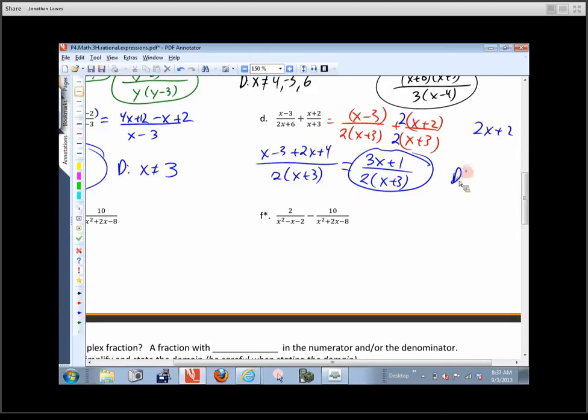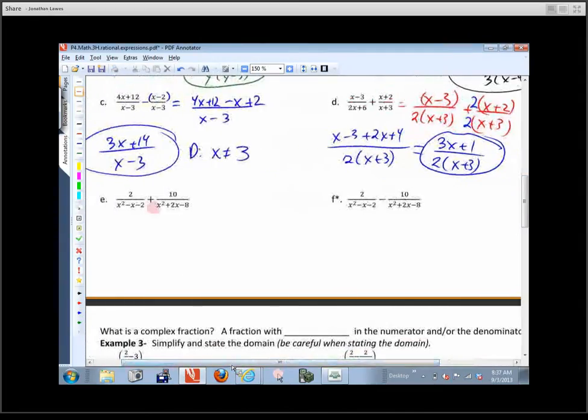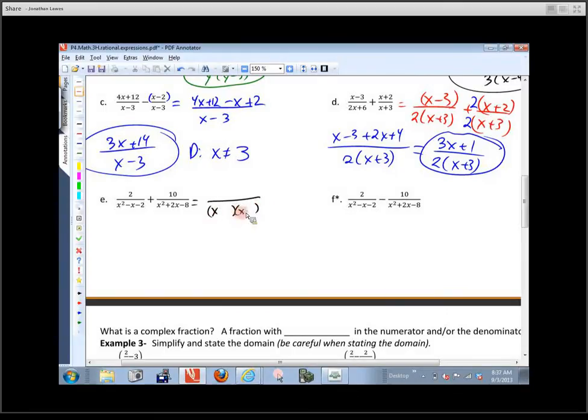What's the domain? Yeah, x not equal to negative 3. Okay? Good? Okay, let's take a look at this one right here. Again, we need to make these have the same denominators by making them have the same factors. So we're going to factor this. I need numbers that multiply to be negative 2 that combine to be negative 1. So that's going to be positive 1 and negative 2. I need numbers that multiply to be negative 8 and combine to be positive 2. So that's going to be positive 4 and negative 2.